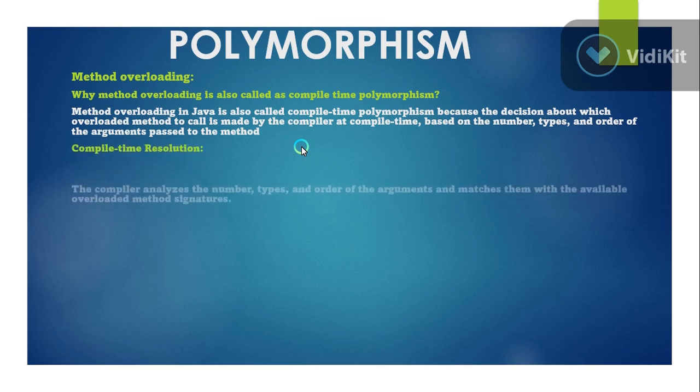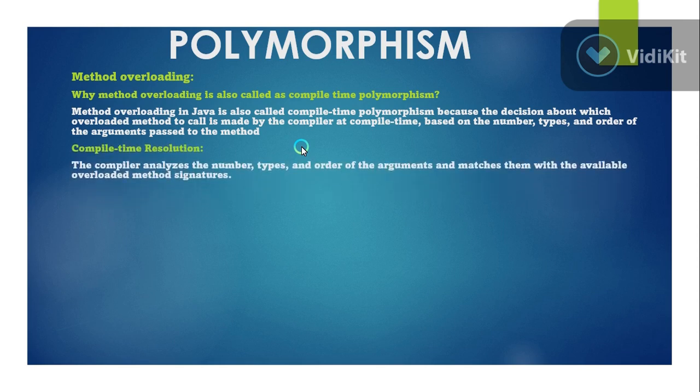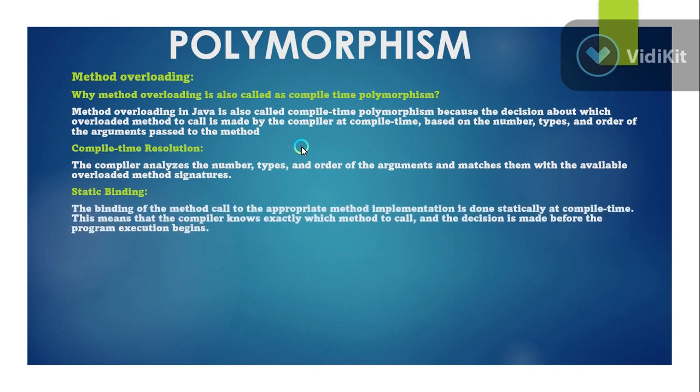Compile time resolution: the compiler analyzes the number, types, and order of the arguments and matches them with the available overloaded method signatures. What is a method signature? For example, we discussed add(int a, int b). Like that, we pass two arguments along with the method name. That is the method signature. Static binding: the binding of the method call to the appropriate method implementation is done statically at compile time.